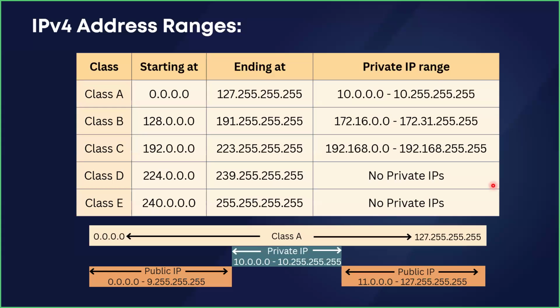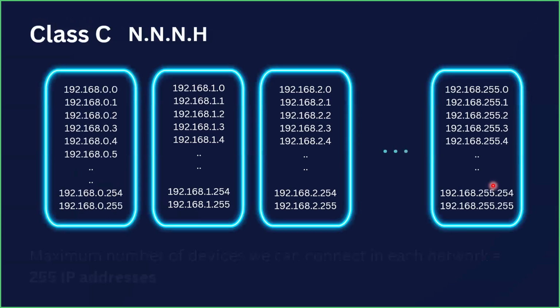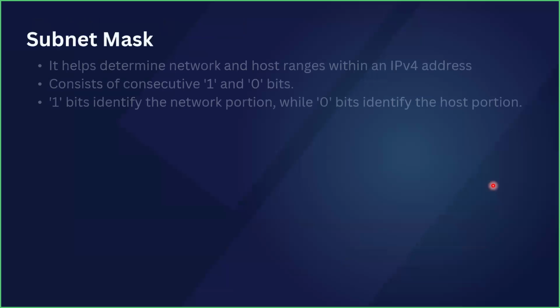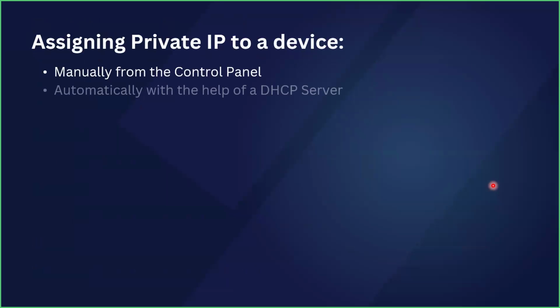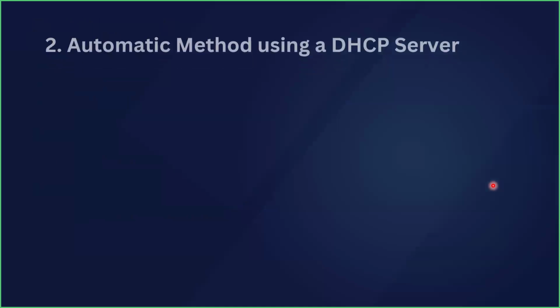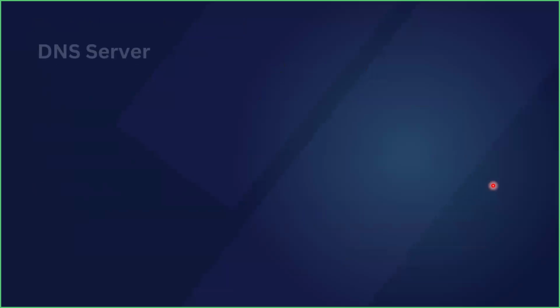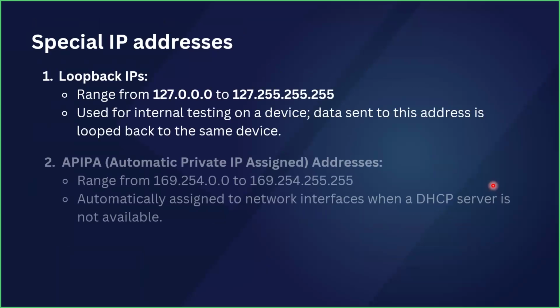Okay. Class A, B, C, D, and E. Okay. So yeah, any questions, anyone? Because that concludes the session for today, the demo for today. Tomorrow will be the last demo, guys, which we will discuss about what subnet mask is. How do you assign a private IP manually and automatically using a DHCP server? And then we talk about DNS server and special IPs. That would be the conclusion for all our demos.